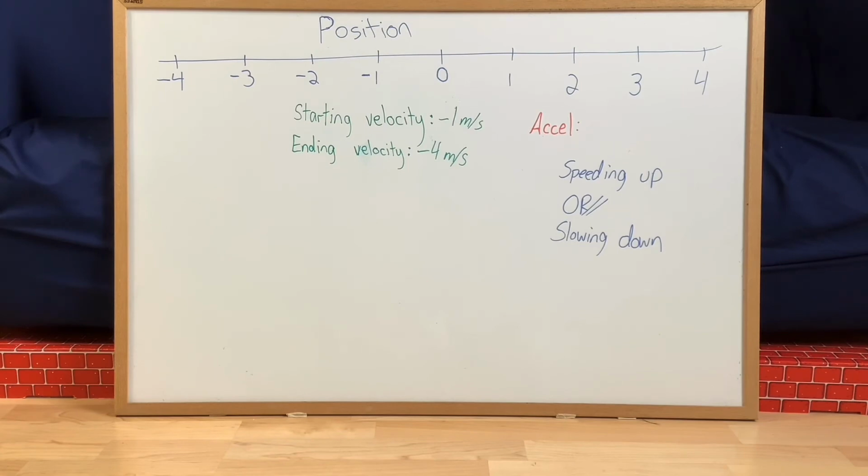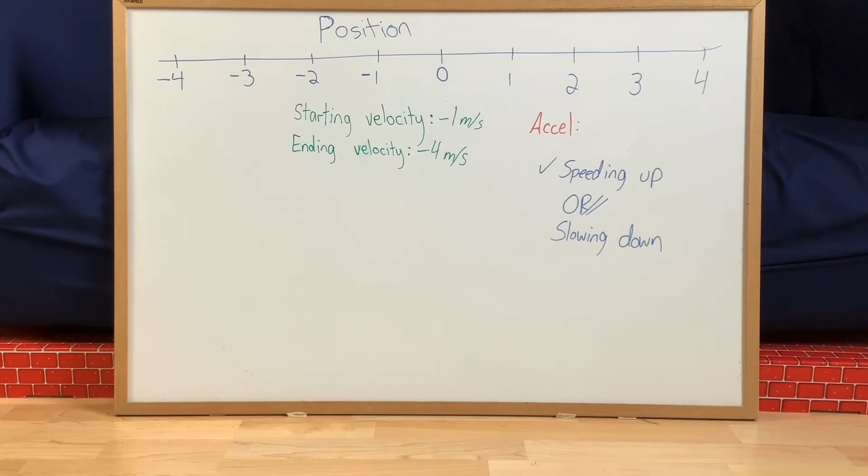As estimates, let's say that the starting velocity is negative 1 meter per second and the ending velocity was negative 4 meters per second. In terms of speed, that means 1 meter per second compared to 4 meters per second, because speed's the absolute value of velocity. Was he speeding up or slowing down? I think it's really clear that he was speeding up.